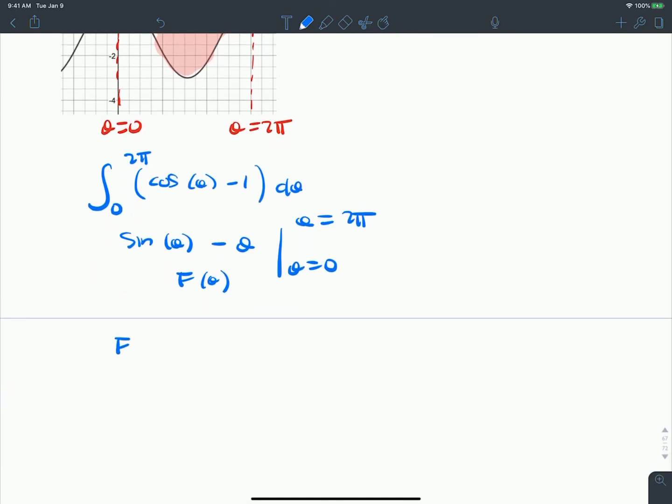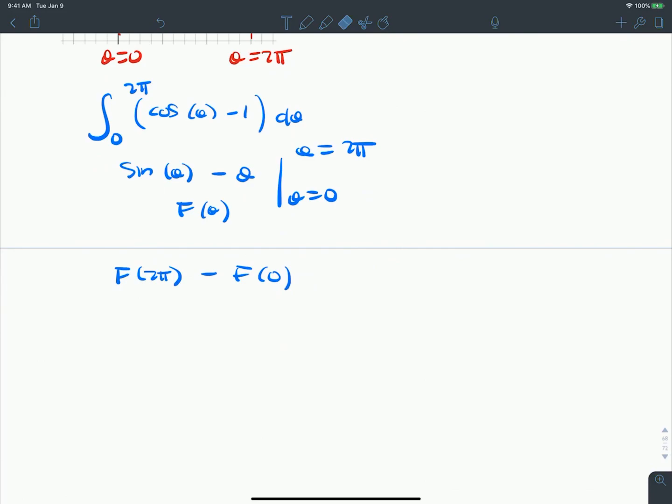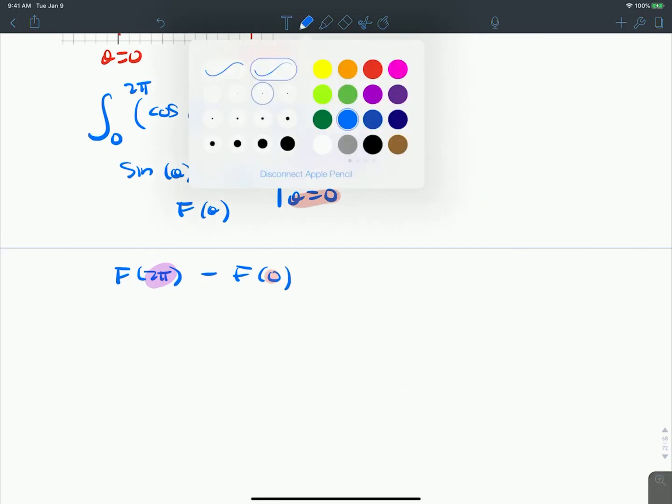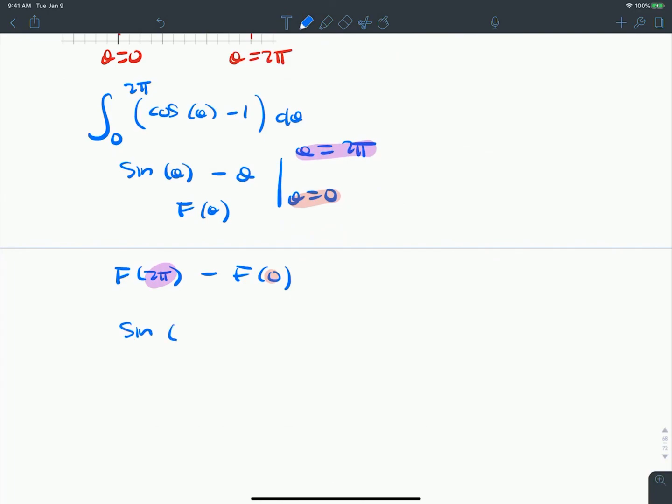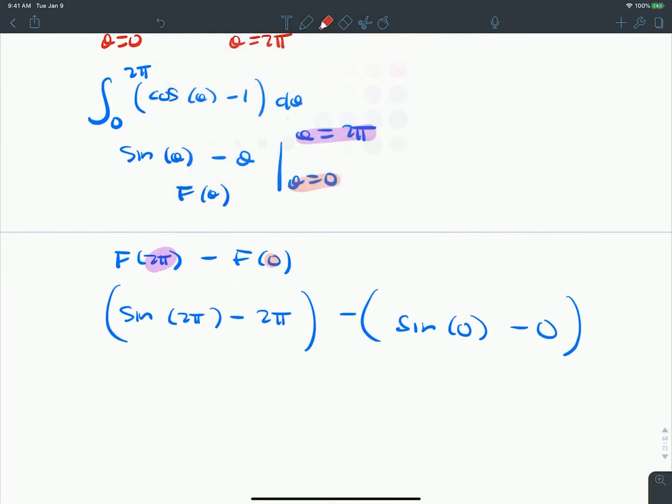So we have f of 2 pi minus f of 0. This is my upper limit of 2 pi. There we go. And we also have our lower limit of 0 over here. Here's what we get. Sine 2 pi minus 2 pi minus sine of 0 minus 0. Sine of 2 pi is 0. Sine of 0 is 0.